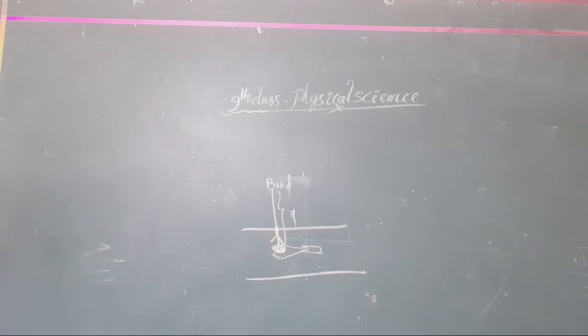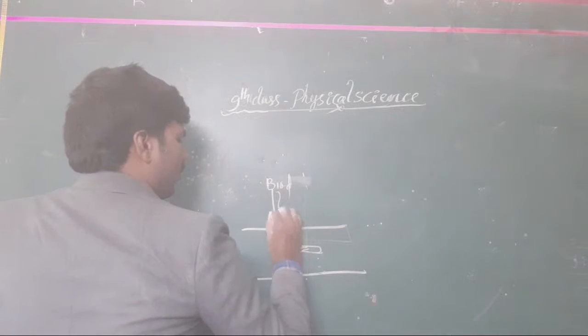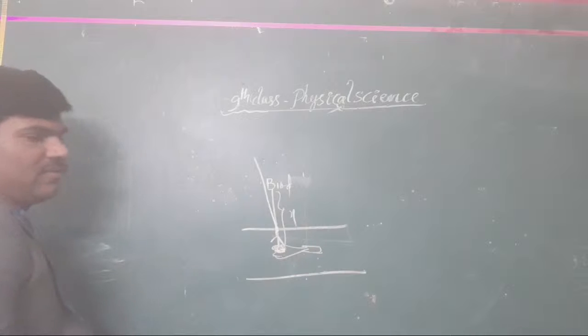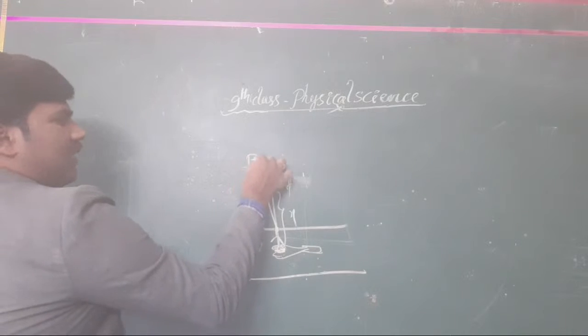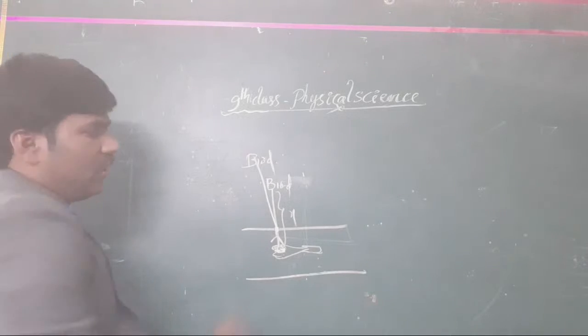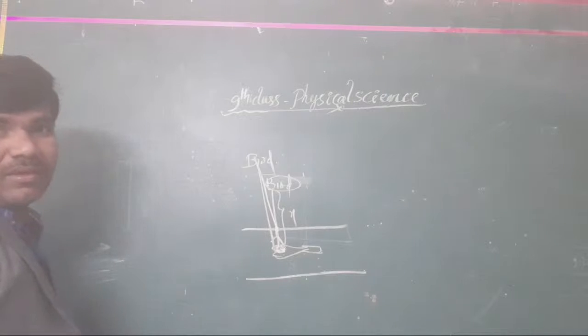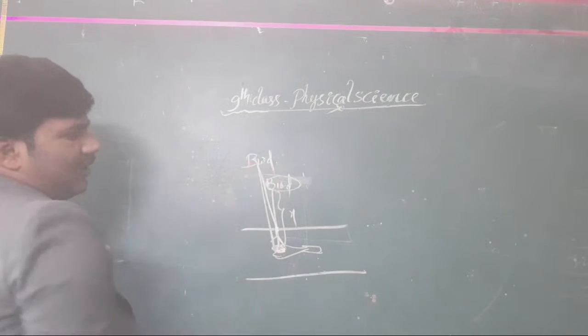Clear or not, all the students? Then after it changes its path, somewhat bending here. Okay, clear or not, all of you? Bending and progression like that here. The body appears at where? The body appears in this particular position. Actually the body is here, but for the fish it appears here. Yes, why? Because it is bent.